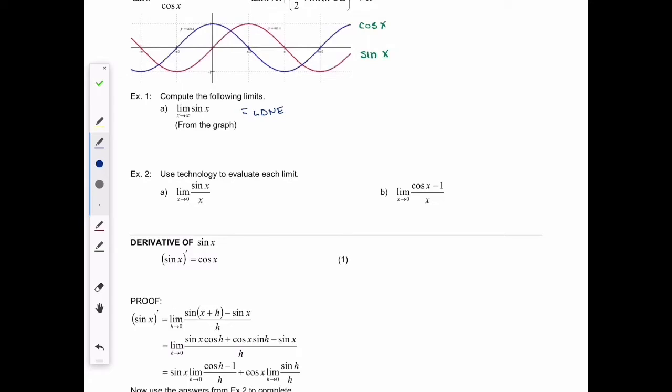Same thing would happen if we took the limit as x approaches negative infinity of the sine of x. We would say that the limit does not exist, and explain already why for the positive side.